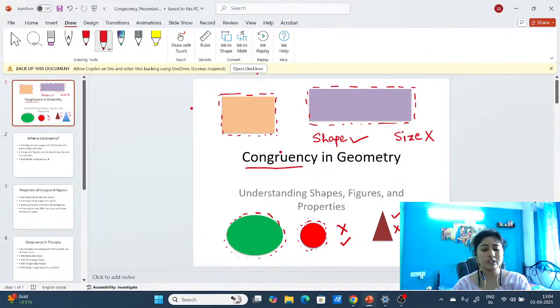Just put one hand on the other. They have same shape and their sizes are also same, right? So that's why these two, my two hands, are congruent to each other. Whenever any figures have same size and same shape, they are called congruent. I think the definition is clear to you. Let us move to the next slide.